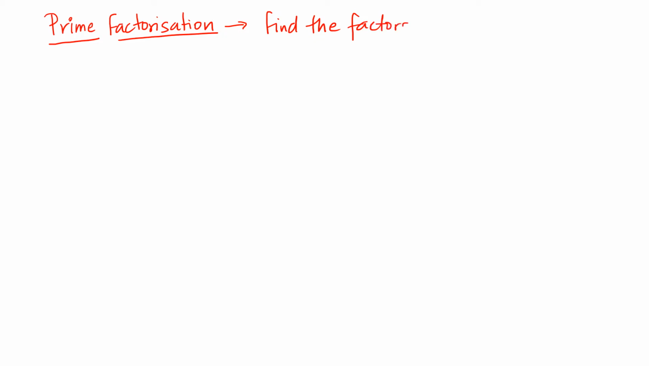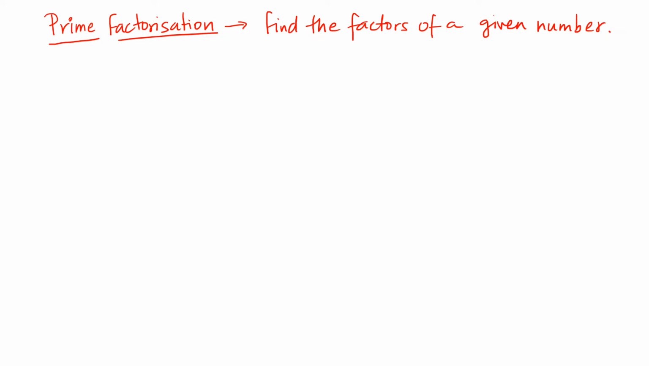Let's understand the technique of prime factorization. As the name suggests, prime means we are going to deal with prime numbers, and factorization means the process of finding the factors. So if we have to find the factors of a given number, we are going to use this technique of prime factorization. Now, why you are learning prime factorization in this lesson is to find the square roots and cube roots.